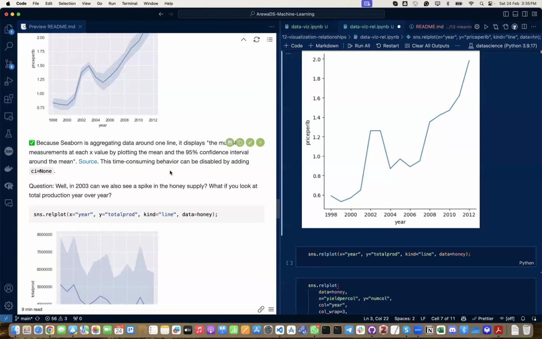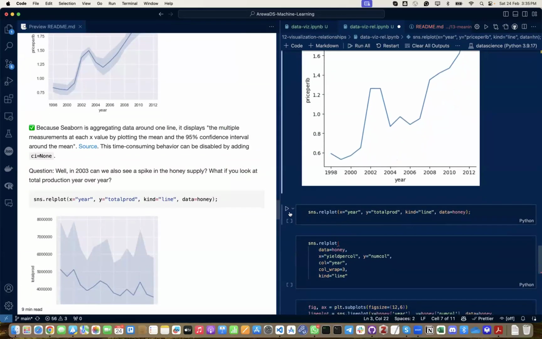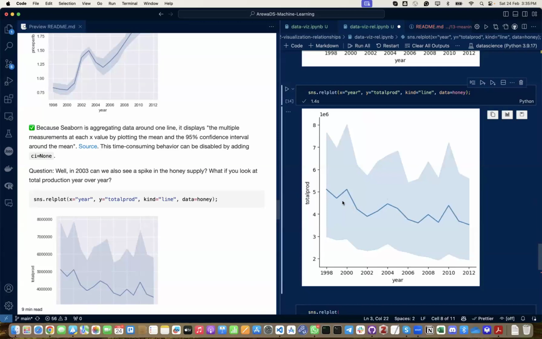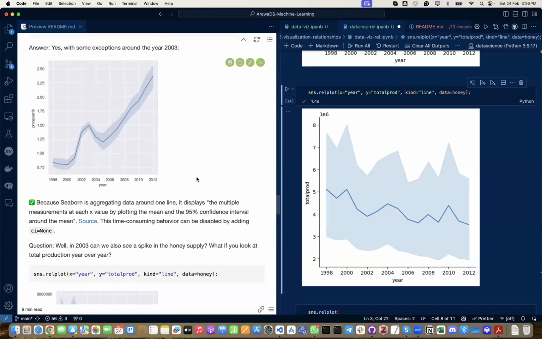What if we look at the total production over the year? So, this is it. The total production was just coming down, down, down, down. I think almost across the years, it was going down. But if you compare these two graphs, in 2003, the price spiked because the quantity dipped. That's the explanation: if there is more quantity, there is less price. If there is less quantity, there is higher price.